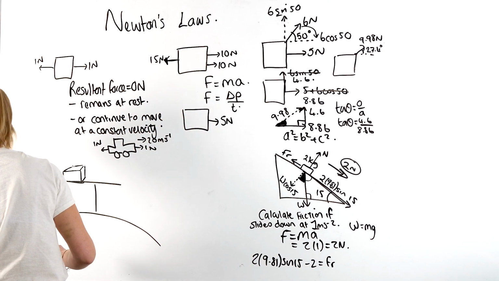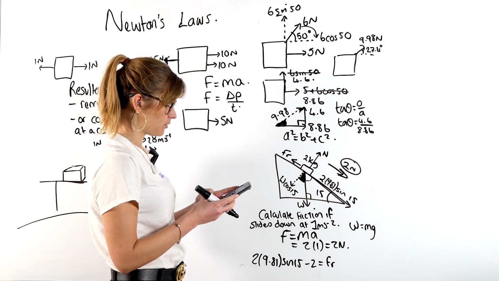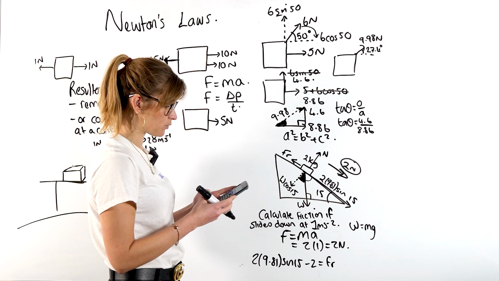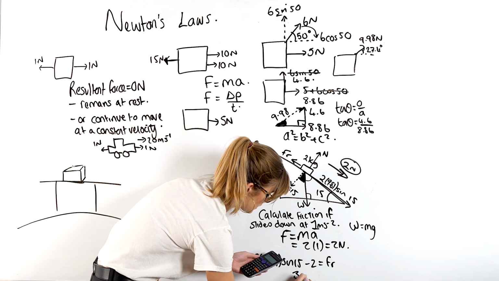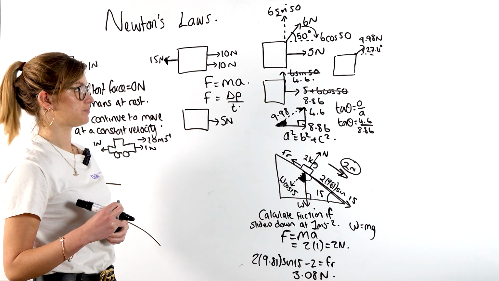So on your calculator, all we're going to do now is sine of 15 multiplied by 2 multiplied by 9.81, and then we're going to take away 2 to find the size of that friction force, and it comes out at 3.08 newtons. So that's that one done.